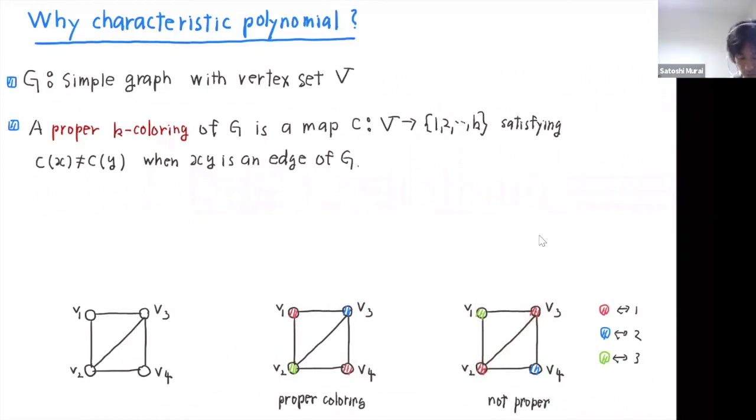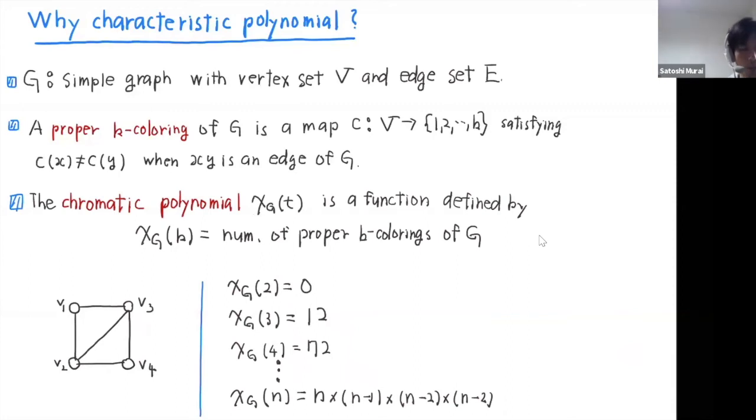And about the coloring, I actually consider the number of proper k-colorings. The counting function of the number of proper colorings is called the chromatic polynomial. So formally, the chromatic polynomial, let me denote this by chi_G, is a function defined by chi_G(k) equal to the number of proper k-colorings of G.